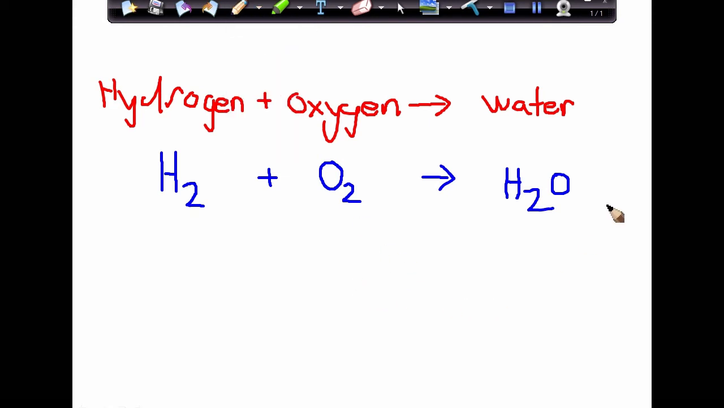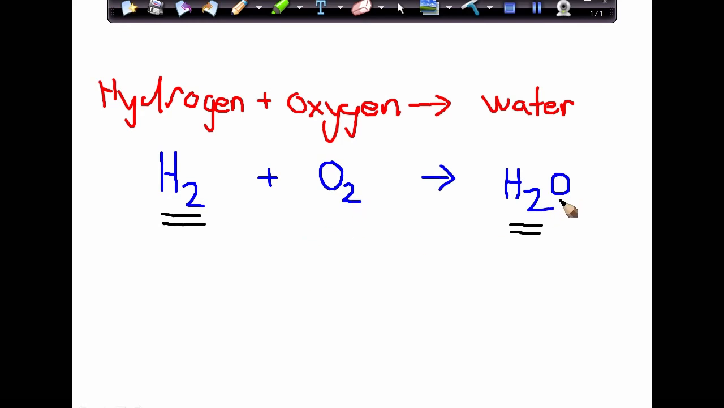Basically, I recommend you start with the most complex formula. So looking at this, I've got H2, O2, and I've got H2O. The H2O looks like the biggest or the most complex formula. So I'll start with this one here. So starting with that, if we look at the number of hydrogens, I've got 2 hydrogens on this side, and I've got 2 hydrogens on that side. So the hydrogens are happy. We've got the same on each side.